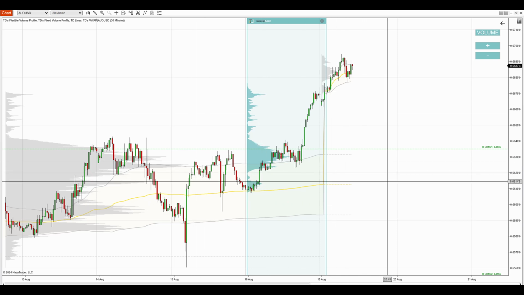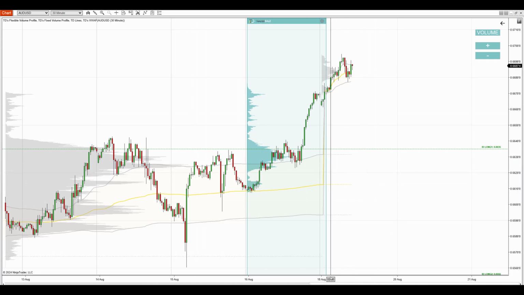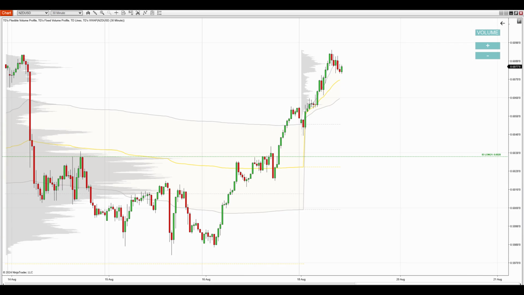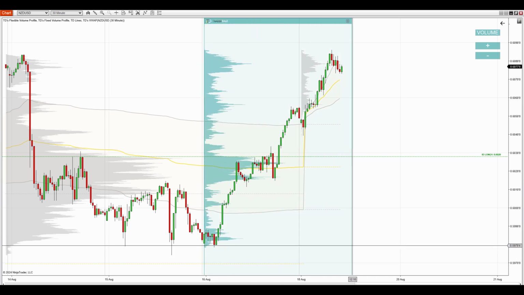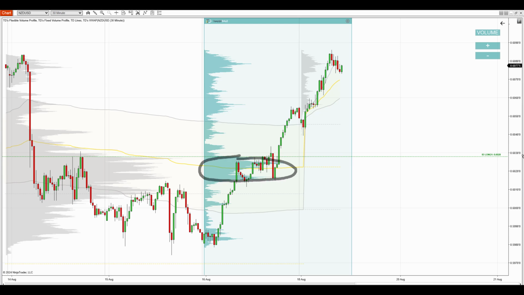So let me go to the New Zealand dollar, US dollar. Again, this is a 30-minute chart, and in here we also have an uptrend, and let's do the same thing as on the Australian dollar, US dollar. Let's use the volume profile over that uptrend, right? So if we do that, you can see that there's a heavy volume zone standing out.